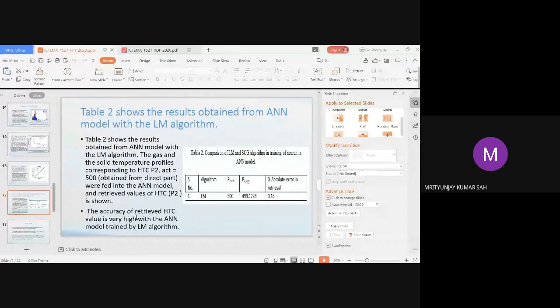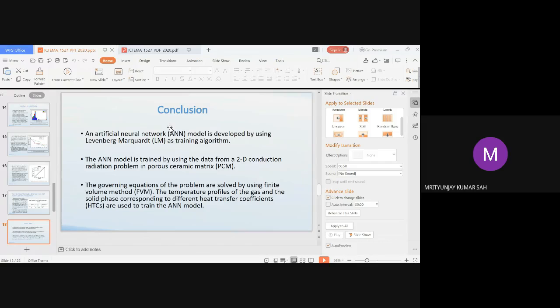So the accuracy of the retrieved HTC (heat transfer coefficient) value is high with the ANN model trained by the ELM algorithm. Now moving on to the conclusion part: an artificial neural network (ANN) model is developed by using the Levenberg-Marquardt ELM as a training algorithm.